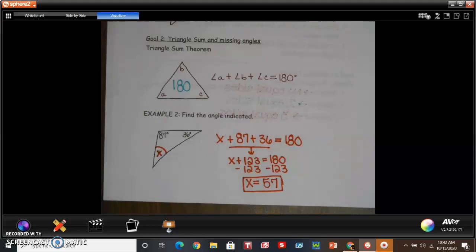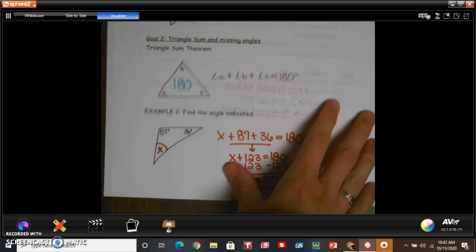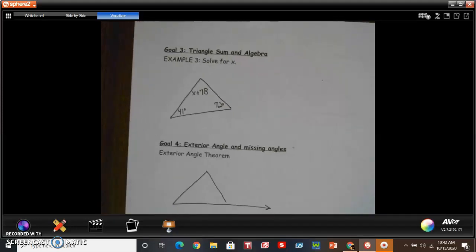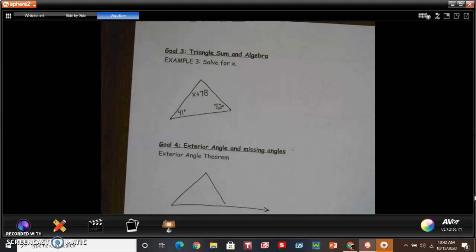Yay! All right, you will have questions like this on your homework. It'll be multiple choice. All right, moving on to goal 3. We're talking about triangle sums some more, but this time with some algebra. No matter what you have happening inside your triangle, the same will always be true. The inside equals 180, forever and for always, okay? So let's see what we're dealing with here.